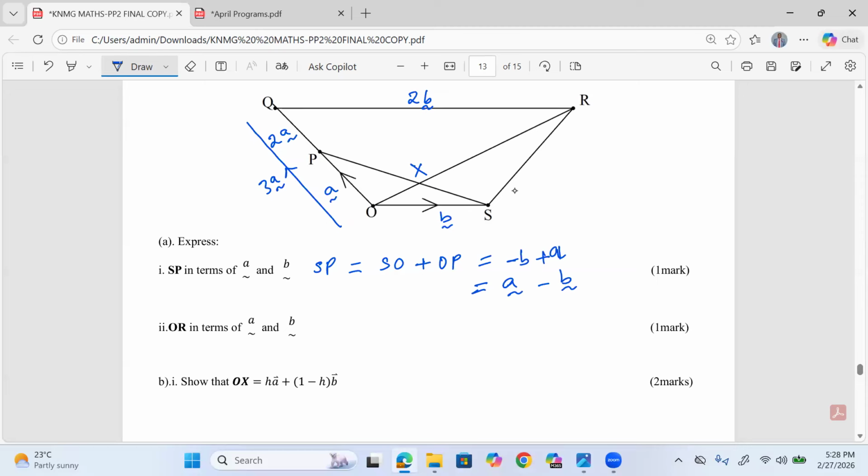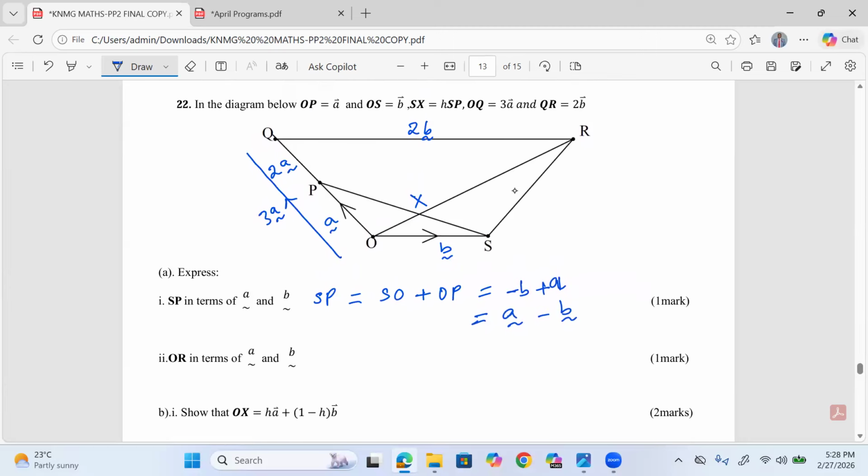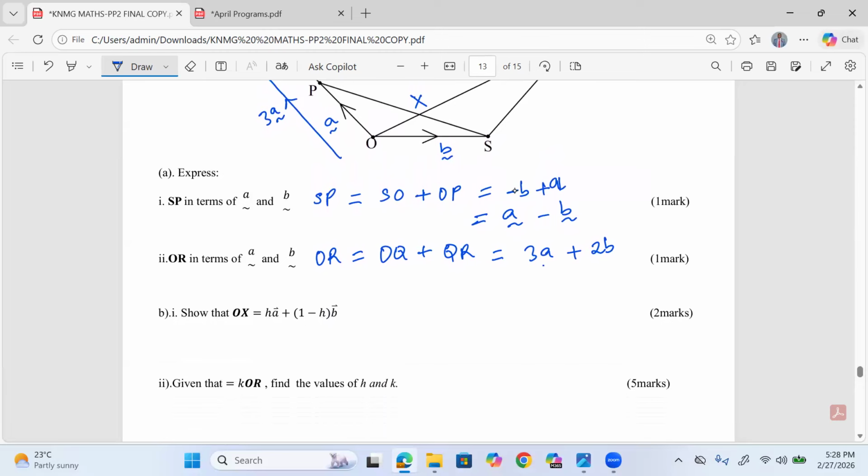It's a very good question. Vector OR in terms of A and B. For us to have vector OR, we need to move through OQ, then Q to R. This now becomes OQ is 3A plus 2B. It's already done. Very simple. You can have the vector notations at this point. It's very key.